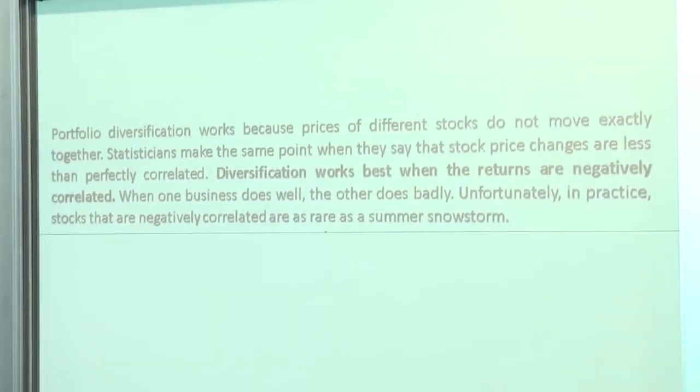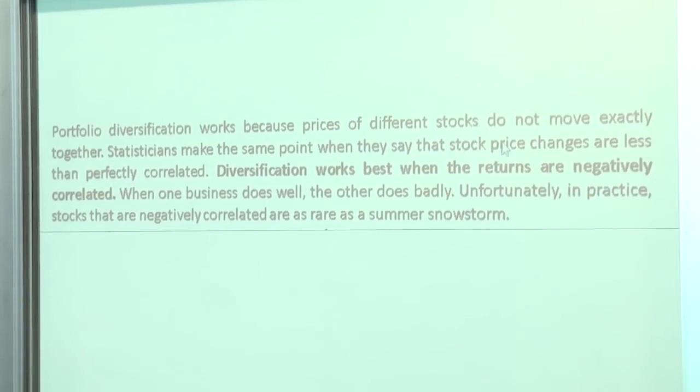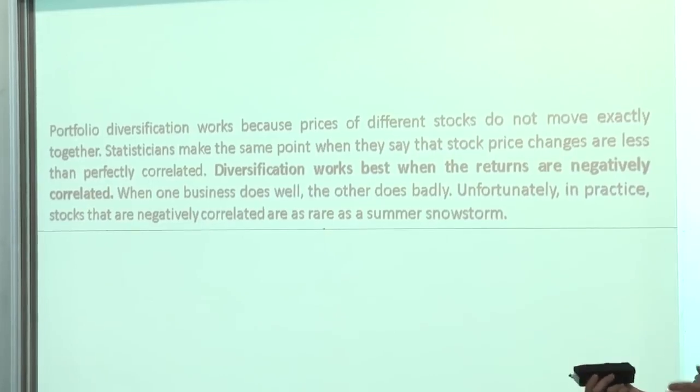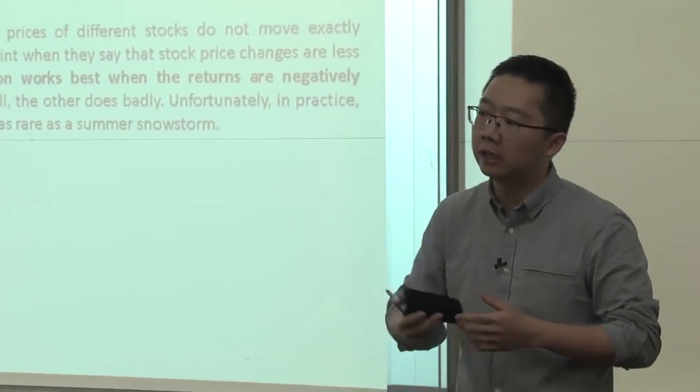So portfolio diversification works because prices of different assets or stocks do not move exactly together. The precise statement is, as long as the assets in your portfolio are not perfectly correlated, meaning they don't move exactly together, there is going to be some benefit of diversification. The benefit of diversification is greater when the correlation among different assets is lower, or hopefully negative. So diversification works best when the returns are negatively correlated.